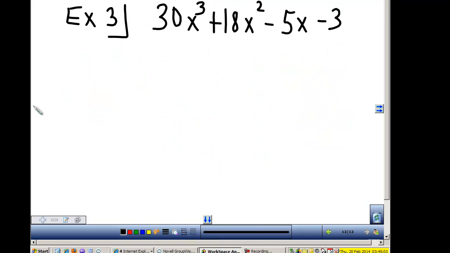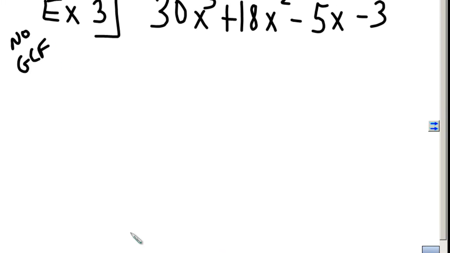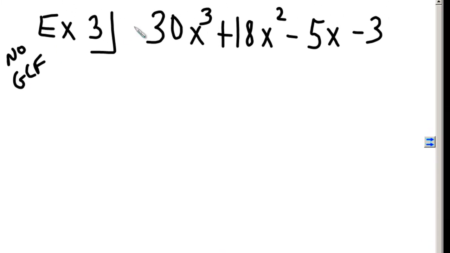Example 3. Can I take out a greatest common factor? No. So we go ahead and split this up into two groups, with a plus sign in the middle. Remember, this is a minus. Now take out the greatest common factor.